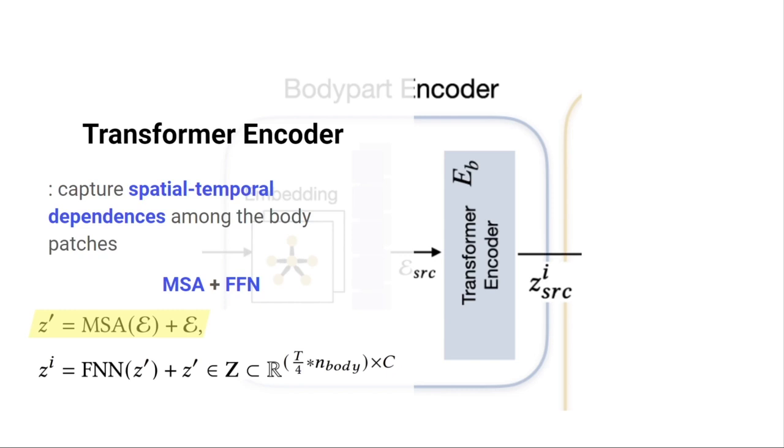MHA first takes in the sequential feature embedding and applies weight, or you can say importance, to different body parts. The result is passed to FFN, which further processes the results into a higher level representation.